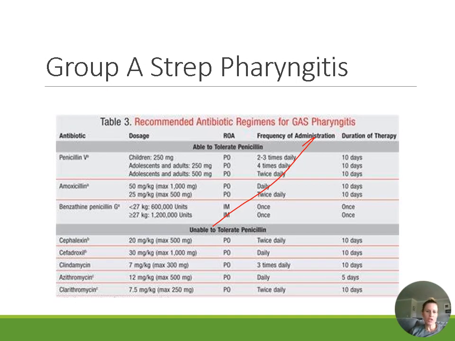I'll let you guys look at this. You can just use this table as a reference. This has the recommended antibiotic dosing regimens for group A strep pharyngitis in the little kiddos. So you can see the penicillin V, which is the oral penicillin dosing. You can see amoxicillin dosing. And there are the different dosing regimens that you can use.